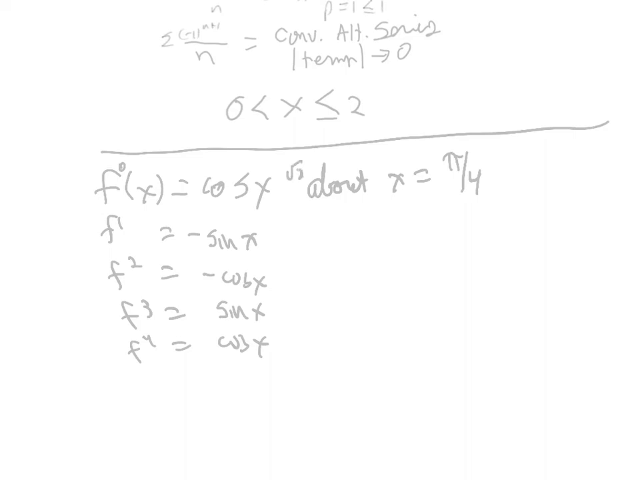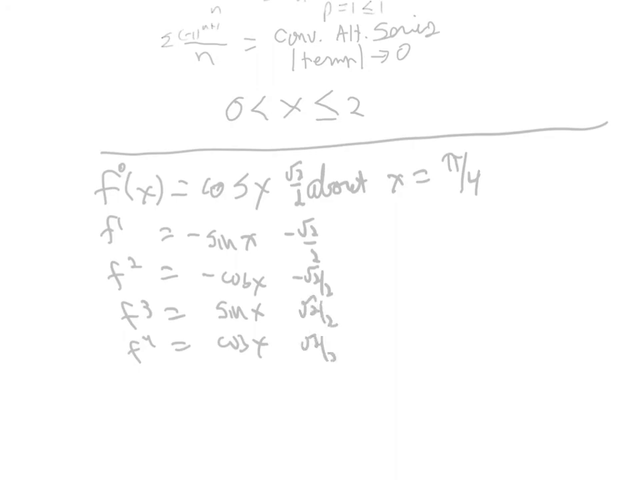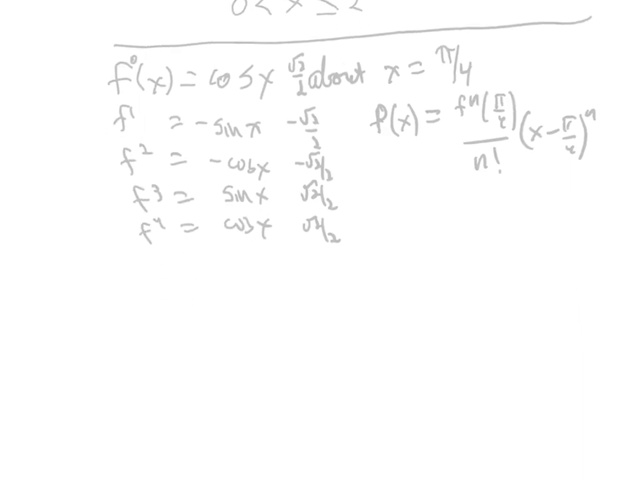Now at pi over 4, cosine of pi over 4 is square root of 2 over 2. Negative square root of 2 over 2. Negative square root of 2 over 2. Wrote those too small. Square root of 2 over 2 and square root of 2 over 2. So now I'm going to write the Taylor polynomial. Again, I'm going to remind myself that the Taylor polynomial is written: P of x is the nth derivative at pi over 4 over n factorial times x minus pi over 4 to the nth. So there's the reminder. Now I'm going to go ahead and write all the terms out.